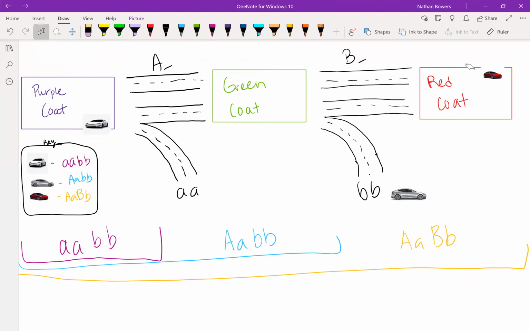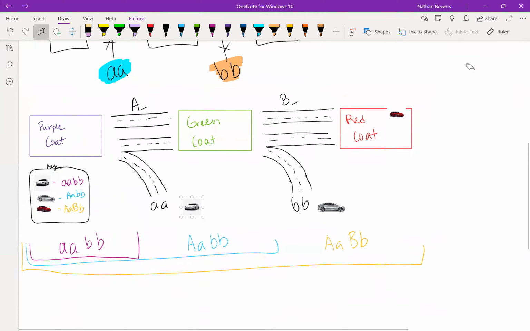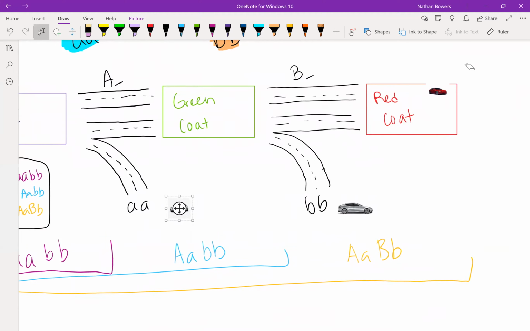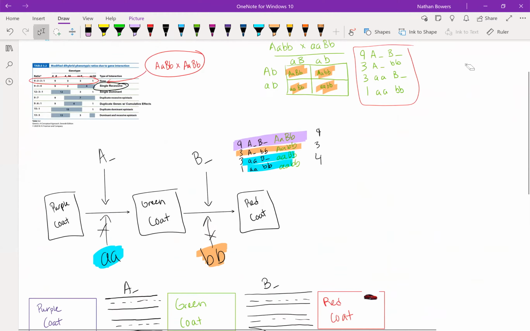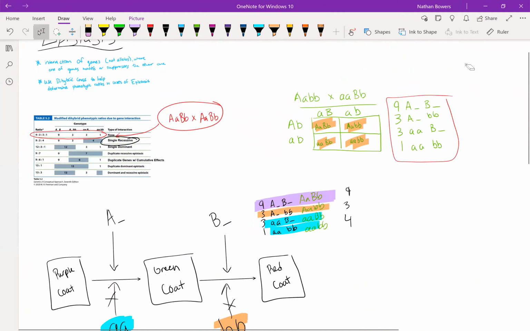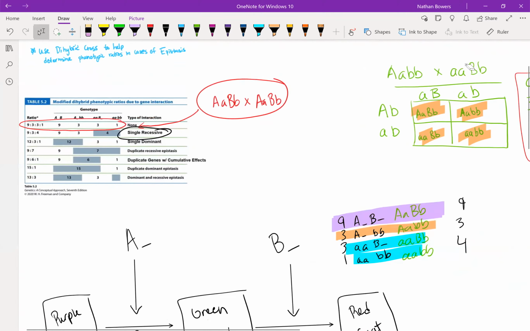And lastly, this white Tesla will have a purple coat because it only has enough charge to not even get to the green coat. So it has to get off and charge at the next exit, at this one. So therefore it has a purple coat. That is an analogy that I like to think of it as, and it helps me. But overall, we can see that this example up here was a single recessive epistatic case.